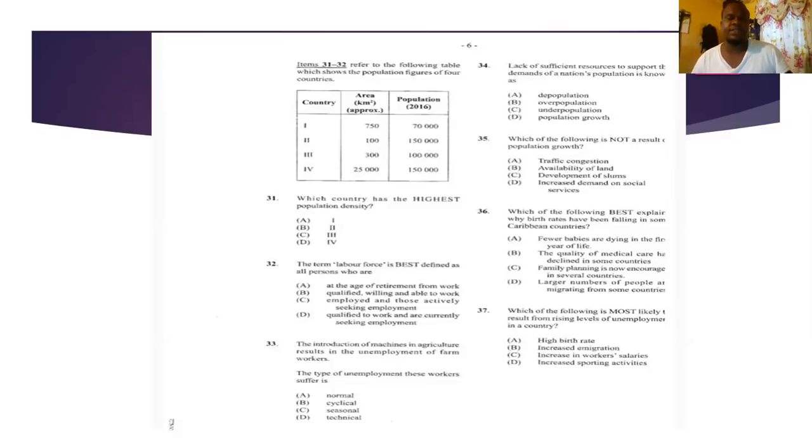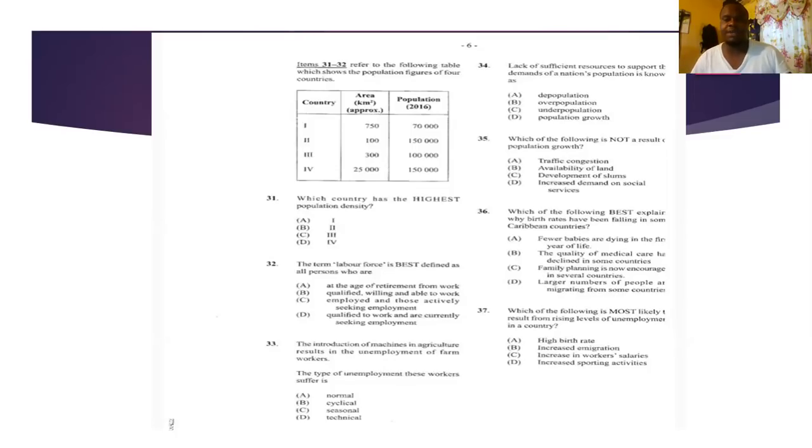Now, 32 says the term labor force is best defined as all persons who are A, at the age of retirement from work, B, qualified, willing, and able to work, C, employed and those actively seeking employment, or D, qualified to work and are currently seeking employment. The answer for number 32 is B, qualified, willing, and able to work. Those are the persons who make up the labor force.